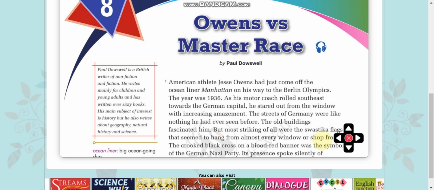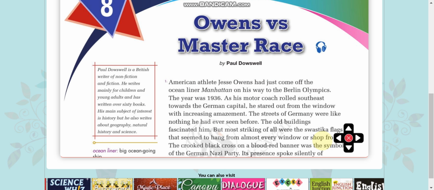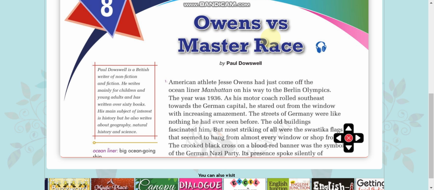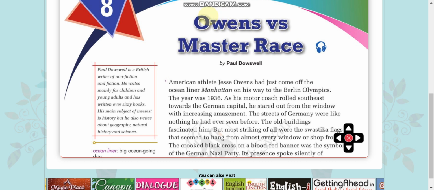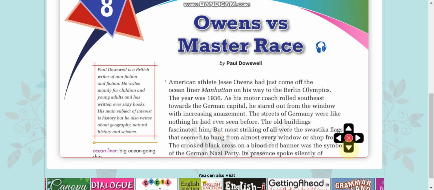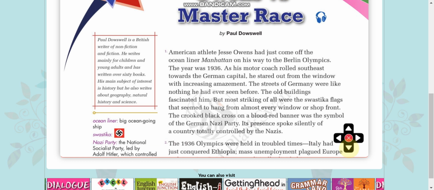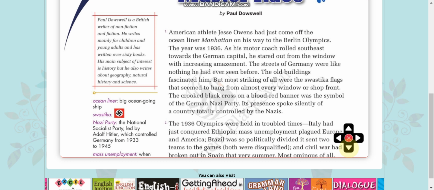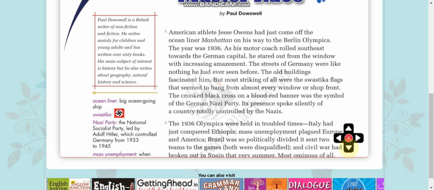Now, let us read who is Owens and why is this chapter called Owens versus the Master Race. Let us start reading it. American athlete Jesse Owens had just come off the ocean liner Manhattan on his way to the Berlin Olympics. So now here we are talking about the Berlin Olympics and it is about Jesse Owens.